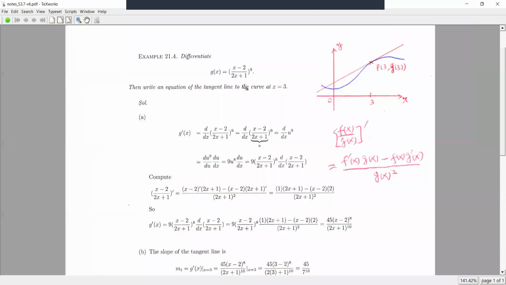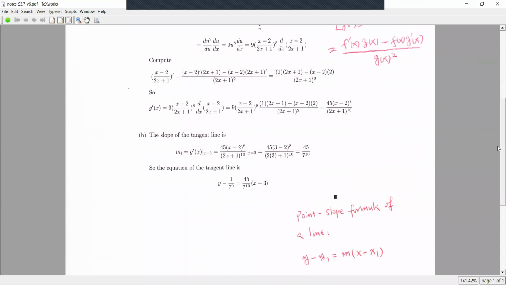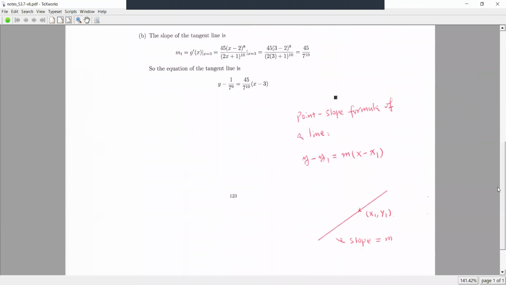After we get the derivative of the function, we can tell the slope of this tangent line. Plug in the point 3 into the derivative. Then we can get the slope of the tangent line. The slope of the tangent line is this number. Now, we can write down the equation of the tangent line by the point slope formula.